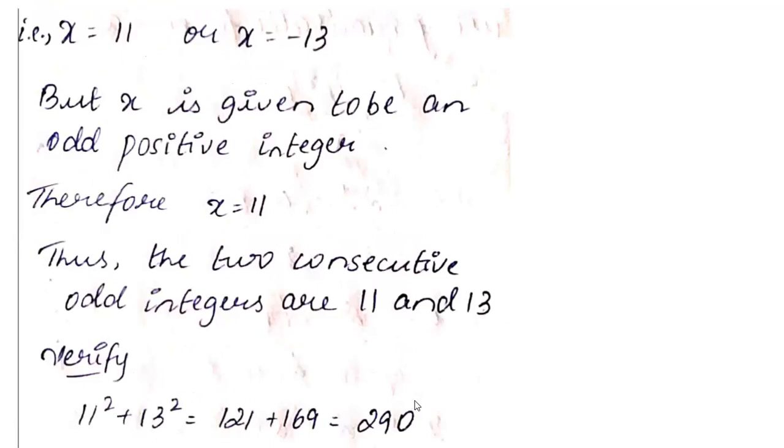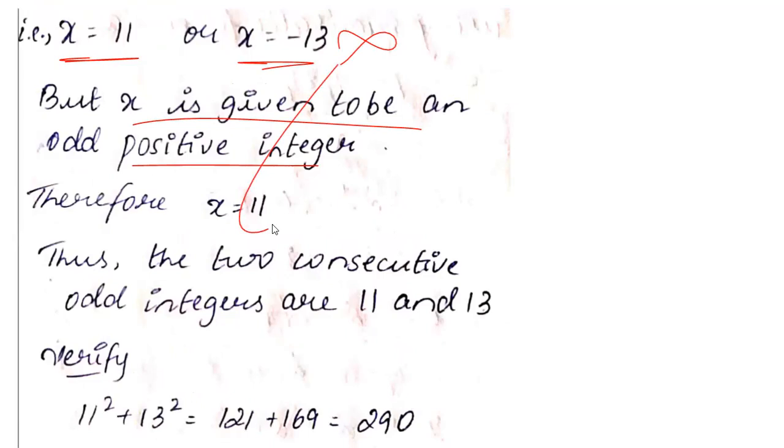getting two roots, but x is a positive integer. They have given in the question as positive integer. So the negative root is ignored. Therefore, x is 11. Next, the other number is 13. So the consecutive numbers are 11 and 13.